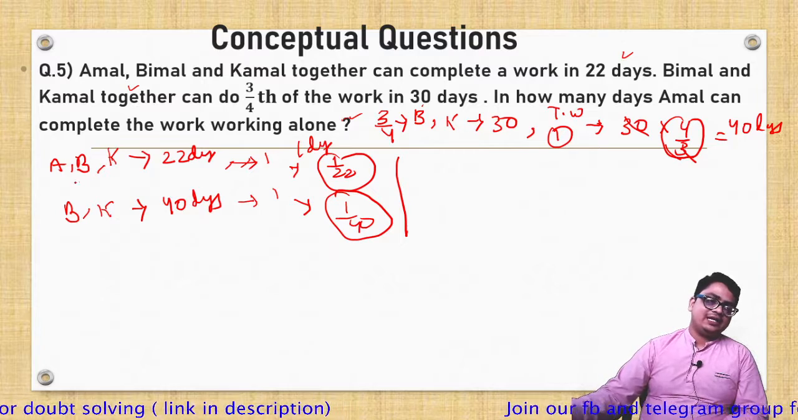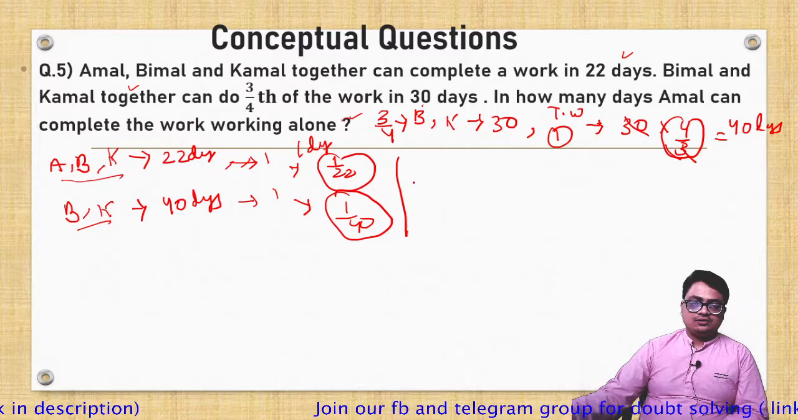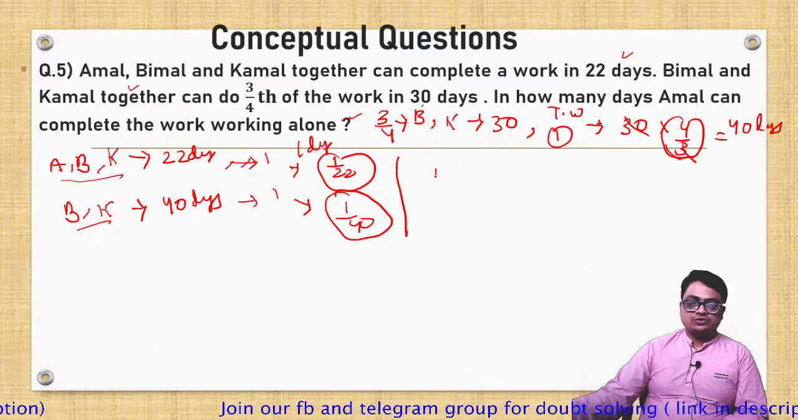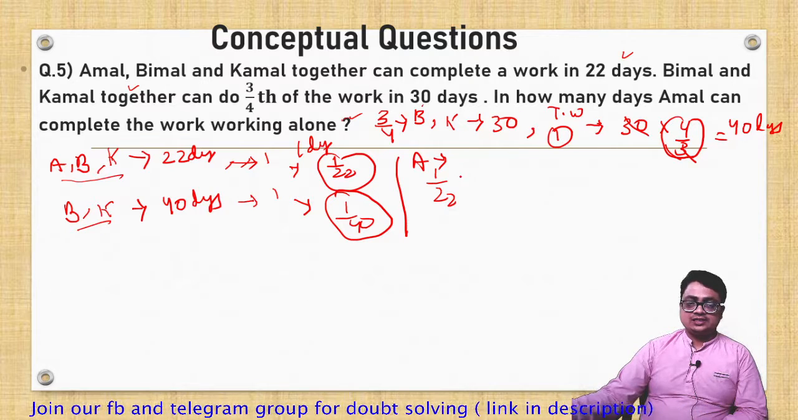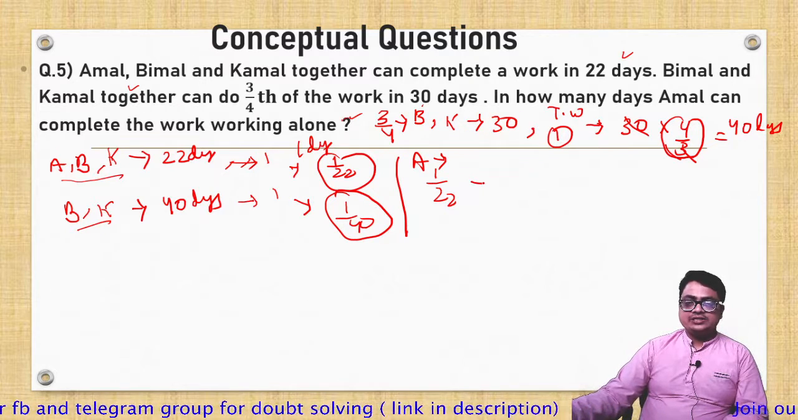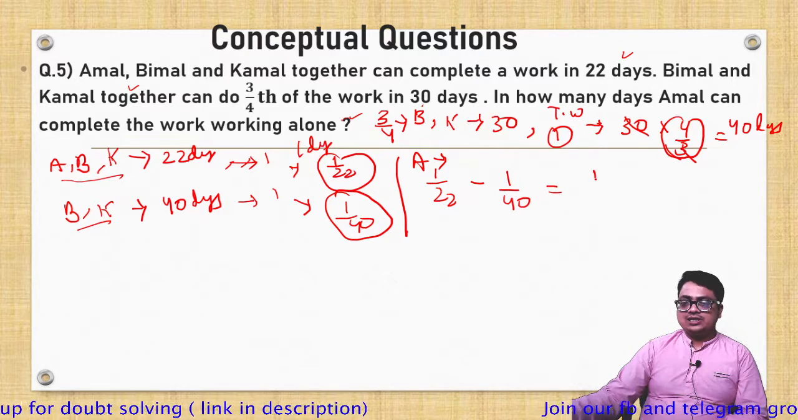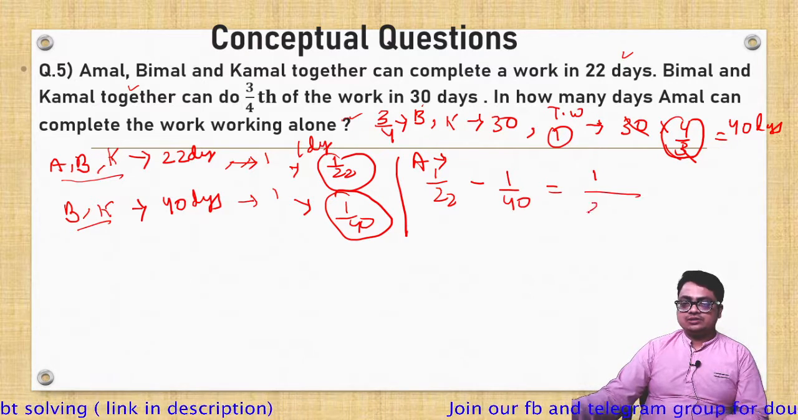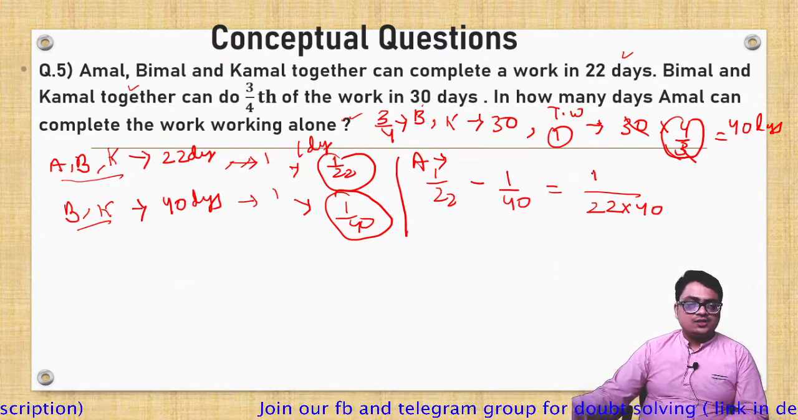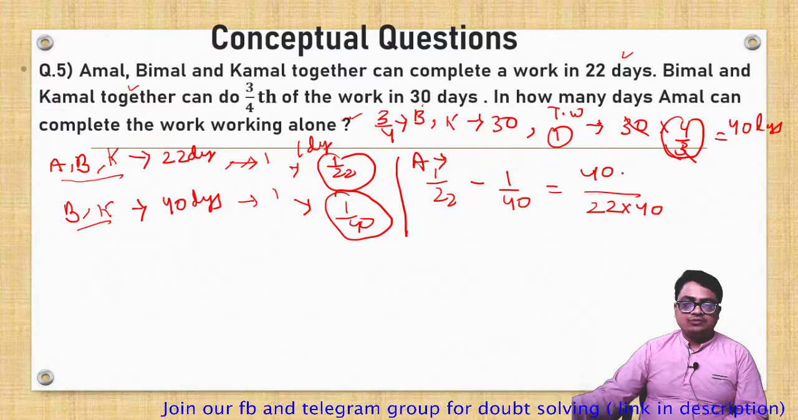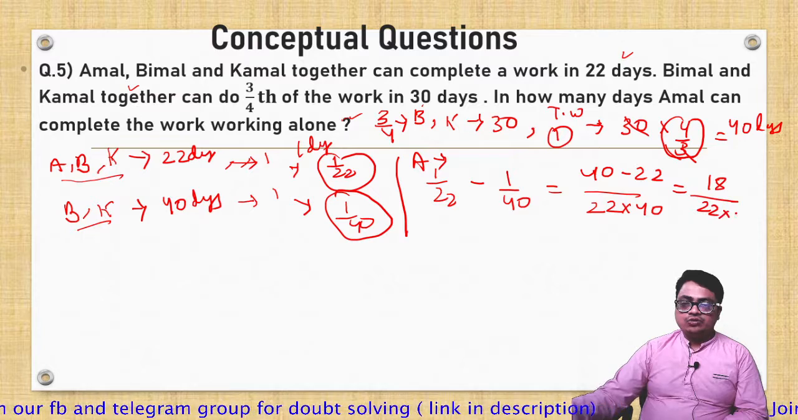What do you have to find? A, B, K is given, so you have to subtract B, K from A, B, K. In 1 day Amal is doing 1 by 22 minus 1 by 40. Let us multiply directly, I am not taking the LCM. So this will be 40 minus 22, that is 18, divided by 22 into 40.